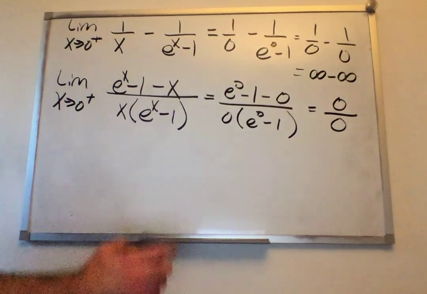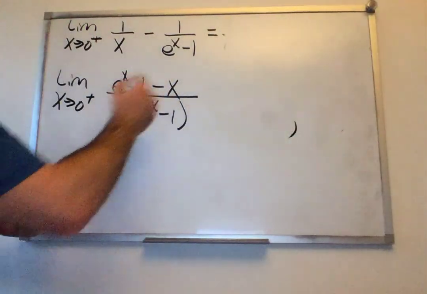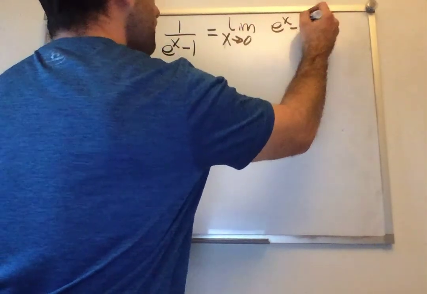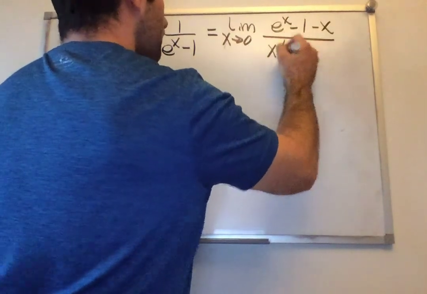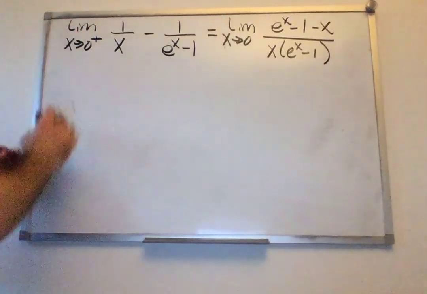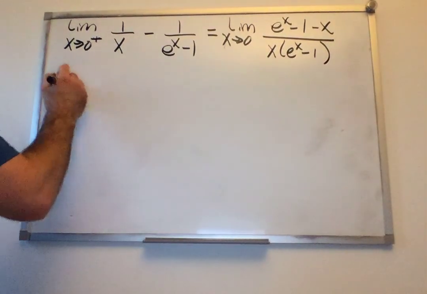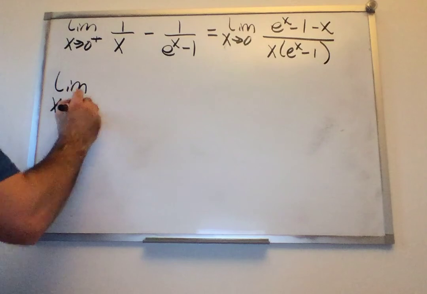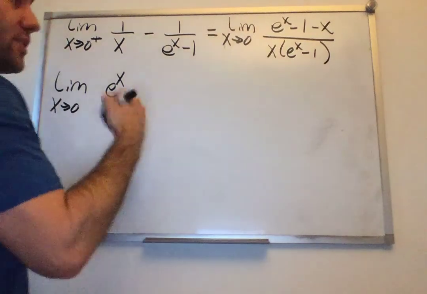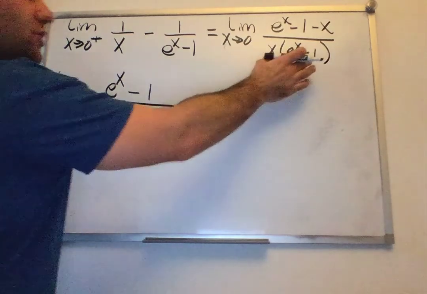So now what we have to do, I'm going to rewrite our simplified expression up here. Now I have to find the derivative of the numerator. The derivative of the numerator, limit as x goes to 0. Well, the derivative of e to the x is just e to the x. The derivative of minus 1 is a constant, so it goes away. The derivative of negative x is minus 1, divided by the derivative of the denominator.